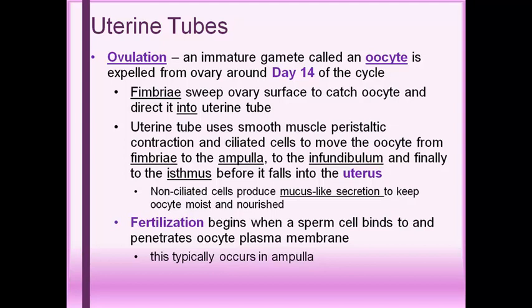The cells that are non-ciliated are going to create a mucus-like secretion. This helps keep the oocyte moist and nourished, protecting it from desiccation or drying out. We know that fertilization begins as the cell from the sperm binds to and penetrates the oocyte's membrane, and we said this is going to occur in the ampulla. So fertilization typically occurs within the ampulla region of the uterine tube.